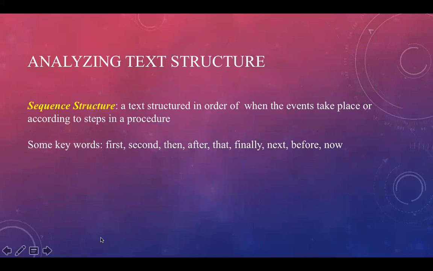Sequence structure is a text structured in order of when the events take place or according to steps in a procedure. So obviously, scientific notation again would be here talking about a particular timeline, maybe a newspaper article where there are a series of events that happened over a period of time. And you're going to find the keywords being something like first, second, third, finally, next, and so on.